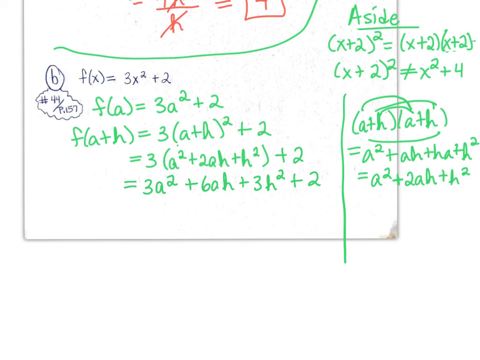Plus 3h squared plus 2. Plus 2. Good. Now we have to find f of a plus h minus f of a. And that's equal to 3a squared plus 6ah plus 3h squared plus 2.